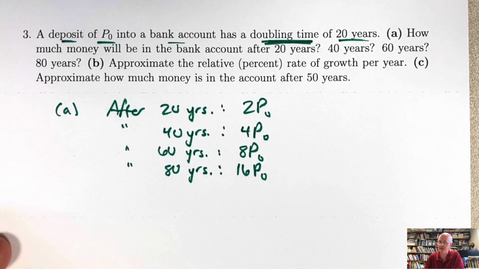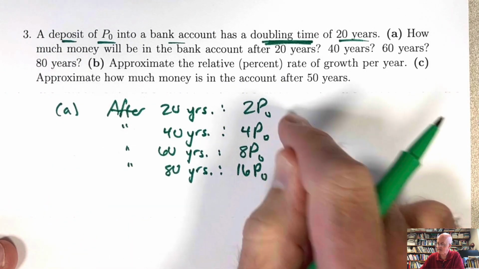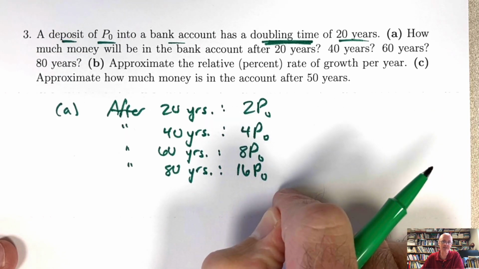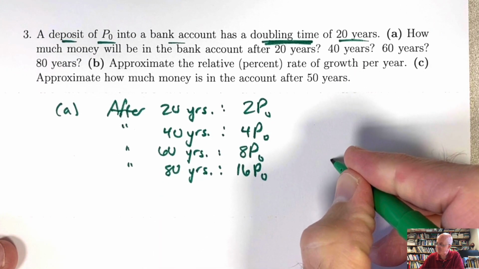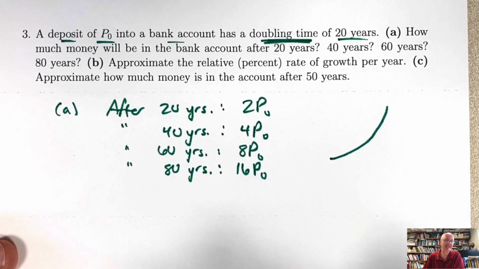So if you got $10,000 and the doubling time is 20 years, that'll be 20,000, then 40,000, then 80,000, then 160,000. That's compound interest. That's exponential growth. The graph of your balance versus time is going to be increasing and concave up. It's ultimately going to grow very fast in the long run.